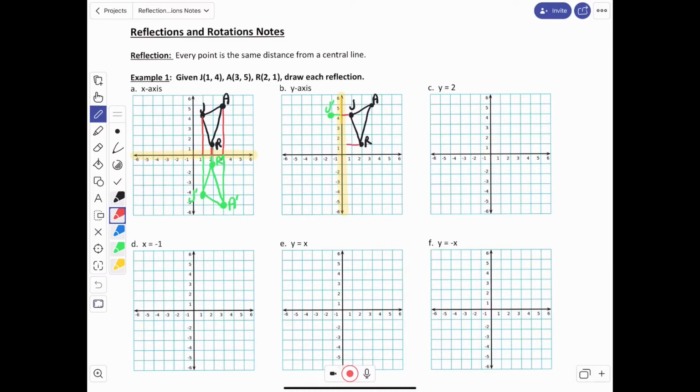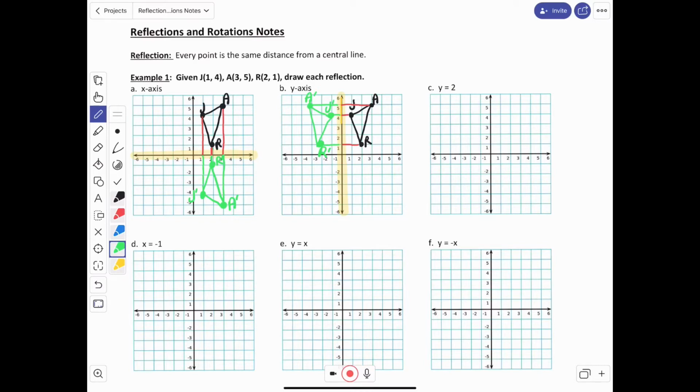R is 1, 2 units away, so we'd go 1, 2 units away this way. A is 1, 2, 3 units away, so 1, 2, 3 units away this way. So it's just a reflection.